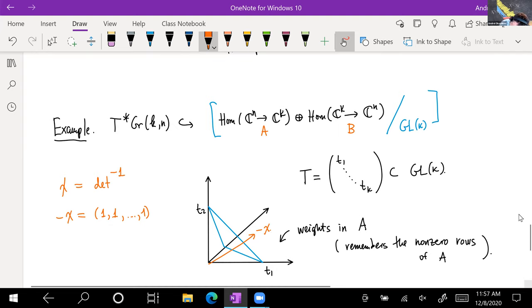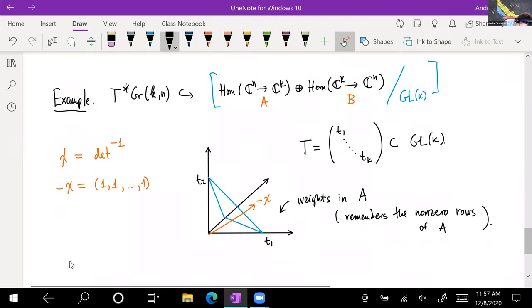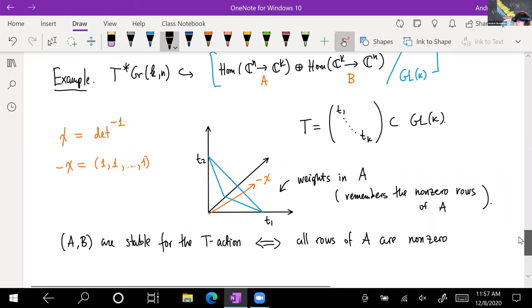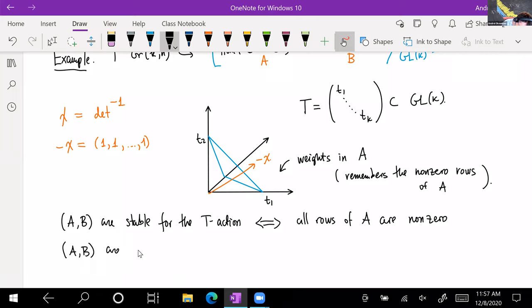So this condition is that A and B are stable with respect to the T action. That means this vector is in the cone spanned by the weights that appear as the weights of A. That happens if and only if all rows of A are non-zero. And then A and B are G stable.